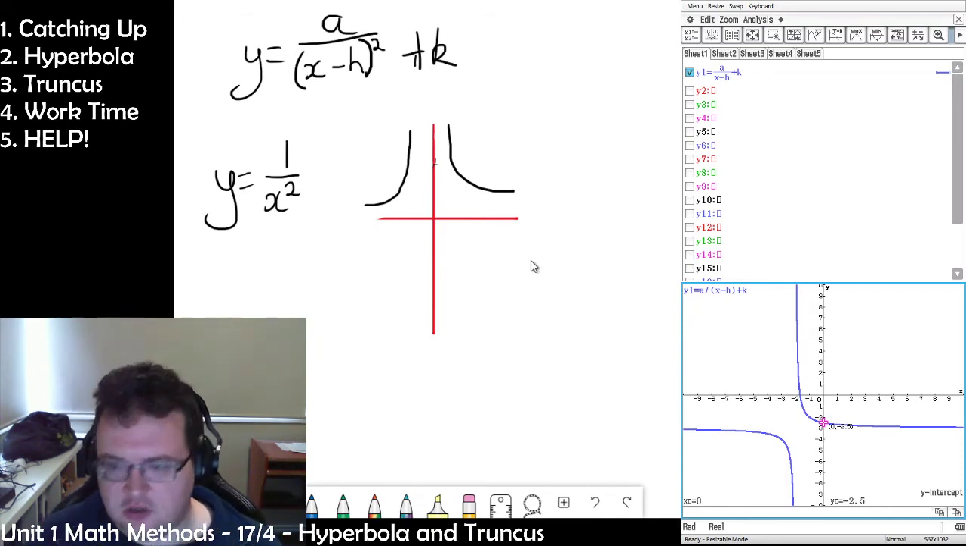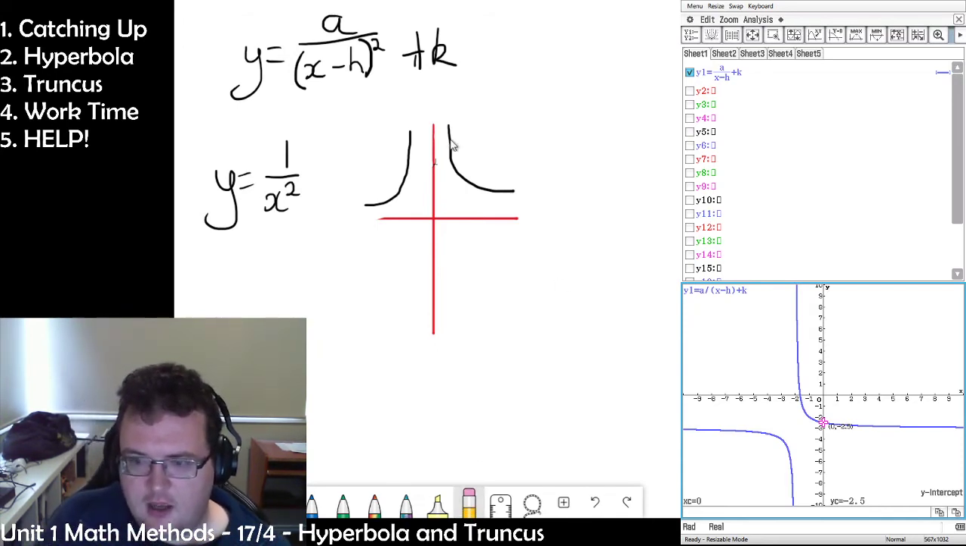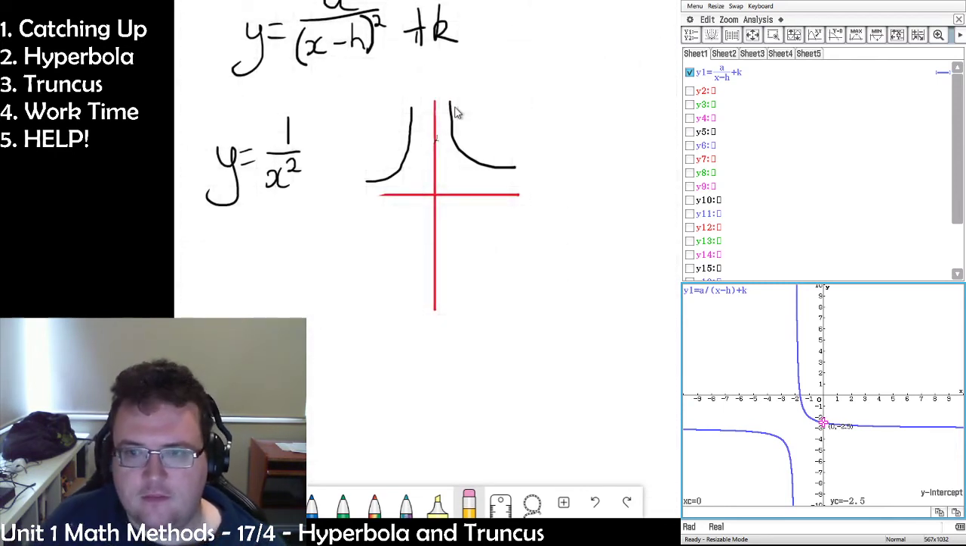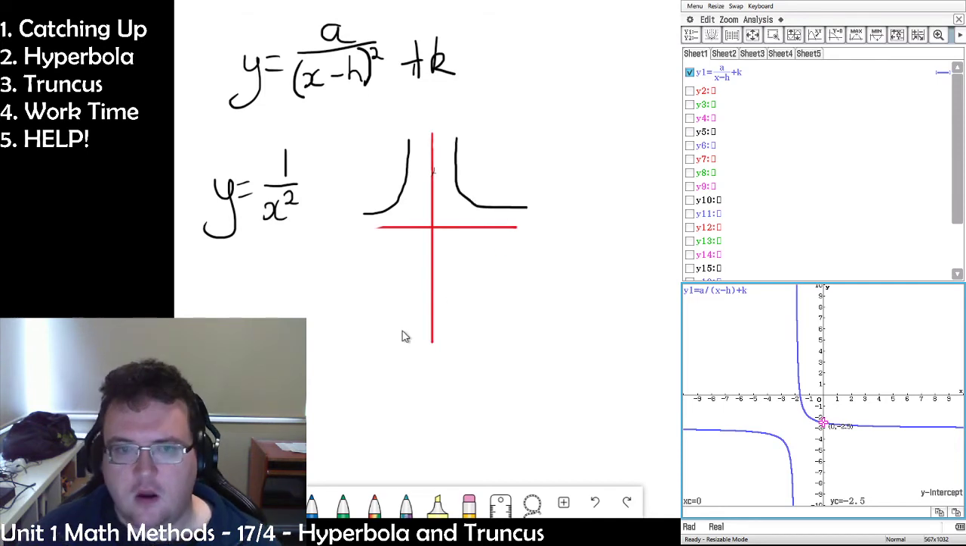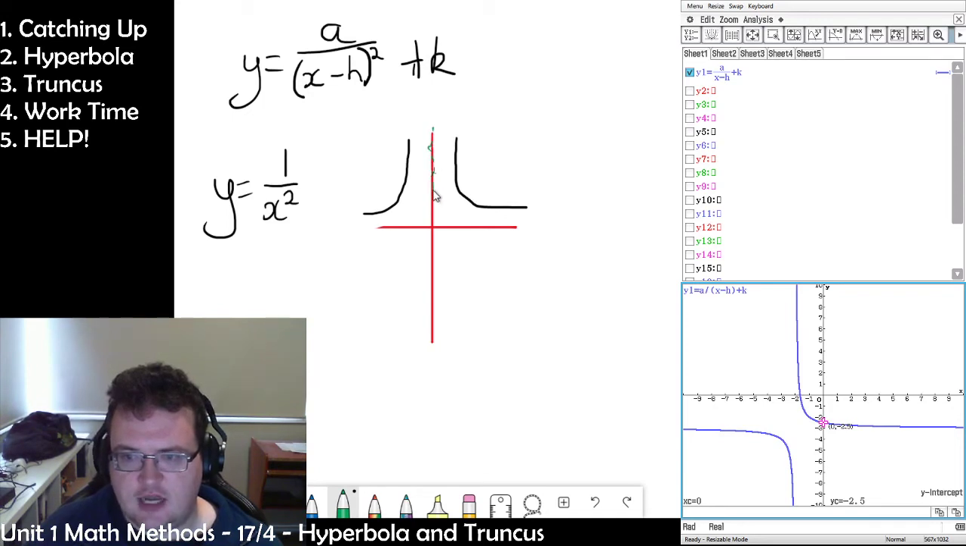Obviously, it's supposed to be symmetrical, nice and neat. Try drawing that again. All right, and it still has the same asymptotes as before, down the middle and across the bottom here. The only difference is that a truncus never exists in this bottom half of the graph. Never ever exists down the bottom.